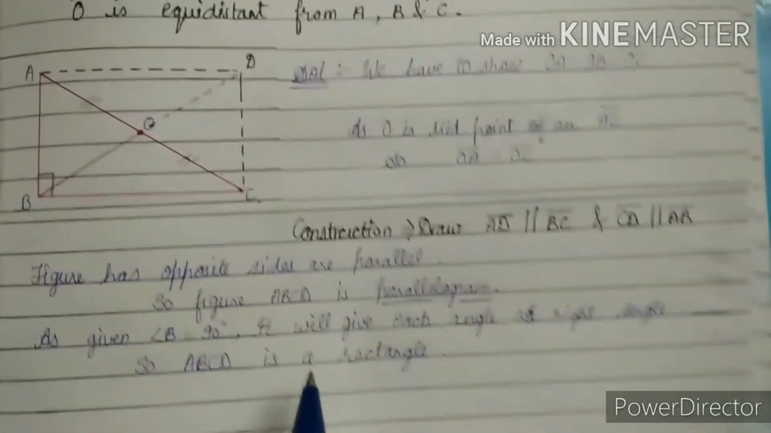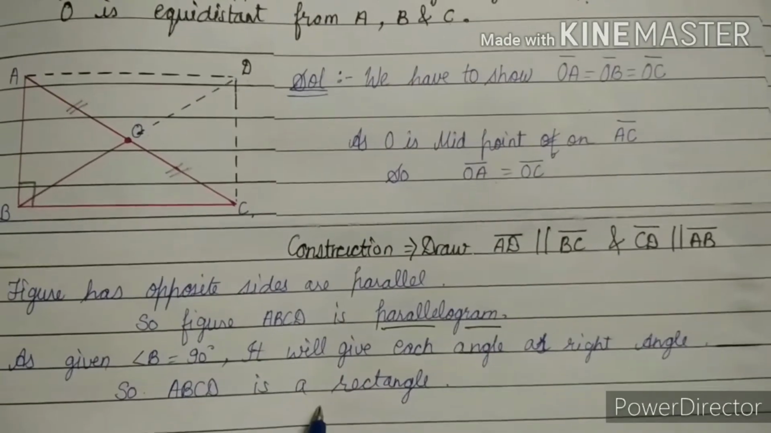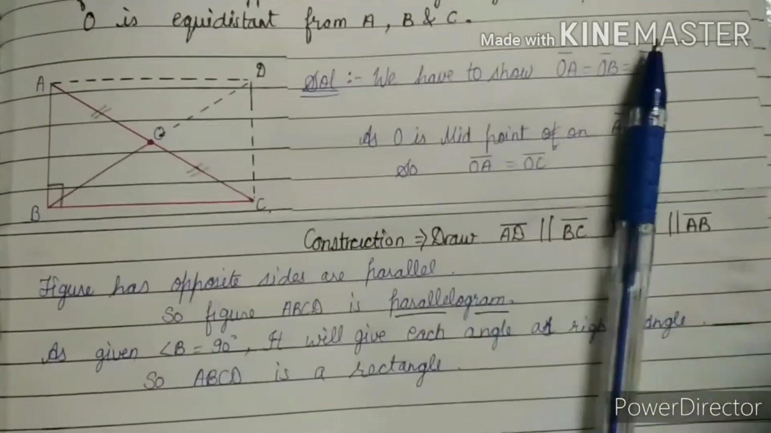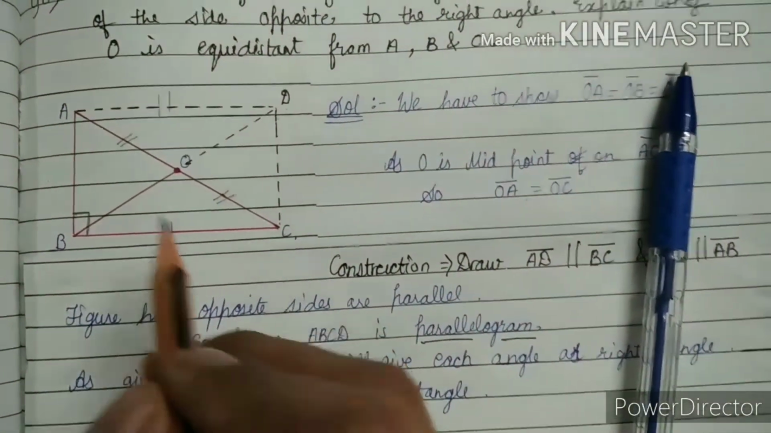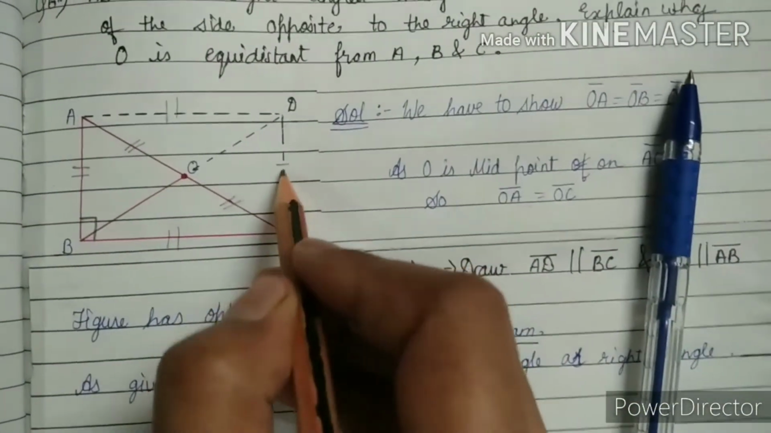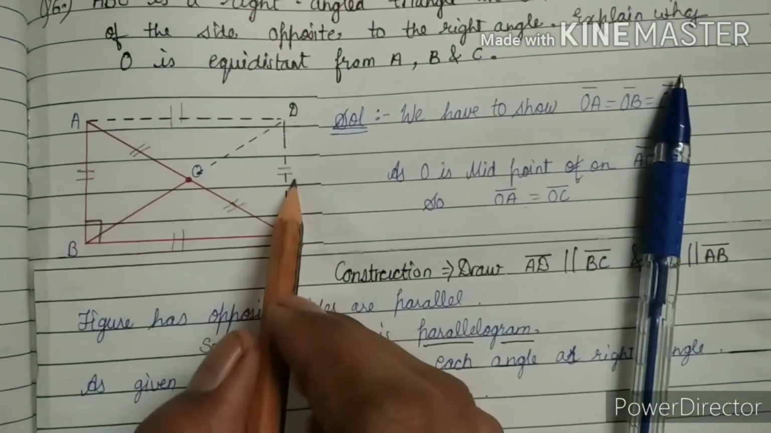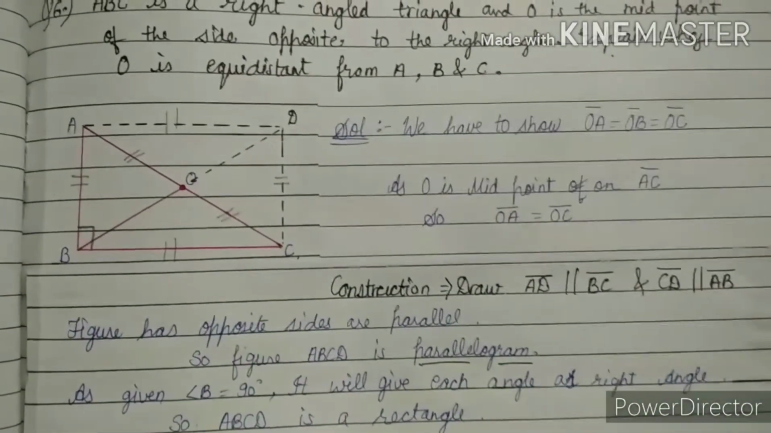Now we proved that ABCD is a rectangle, so we know the properties of a rectangle. In a rectangle, the opposite sides are equal. It means AD is equal to BC and AB is equal to DC. These are opposite to each other and they are equal. So the same thing we have to write here.